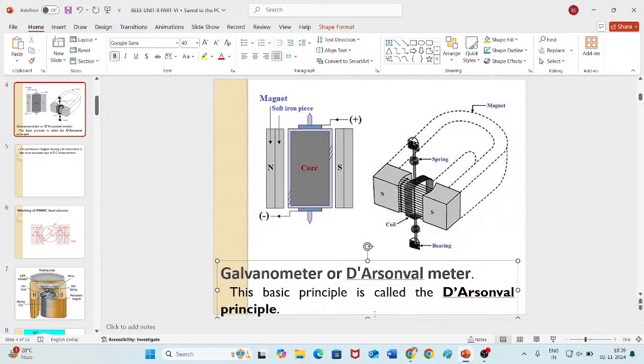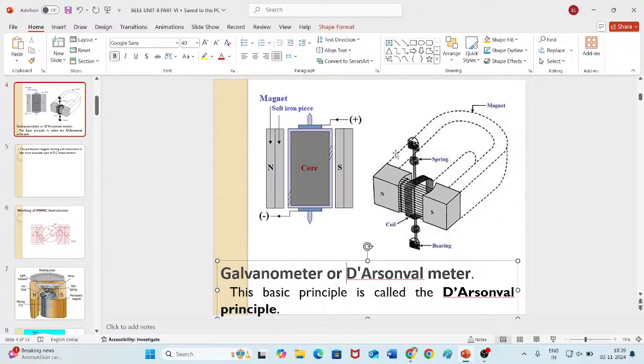Okay, so these are the measuring instruments. PMMC meters are the measuring instruments which measure the current or voltage through a coil. The coil will have angular deflection here.